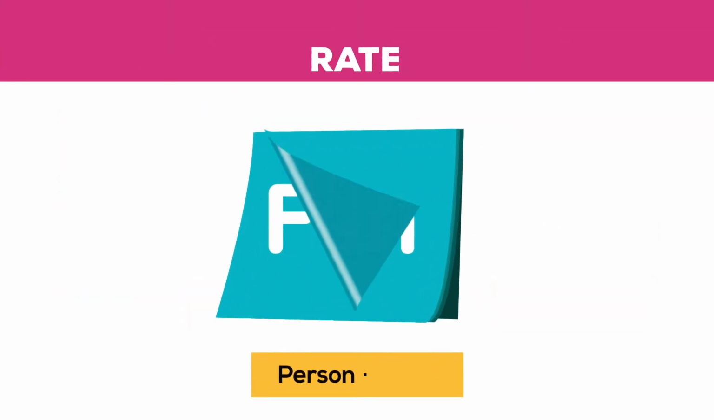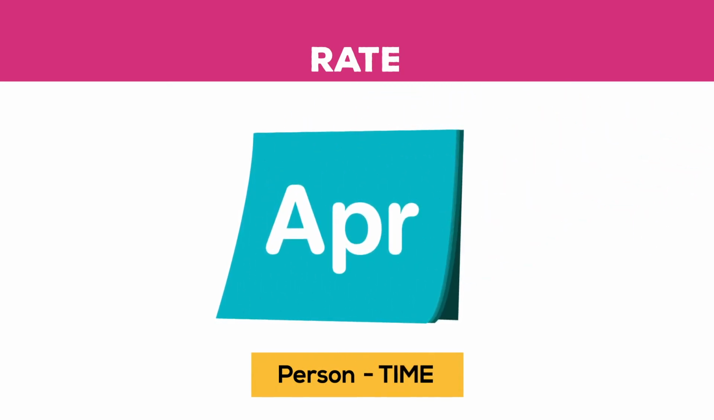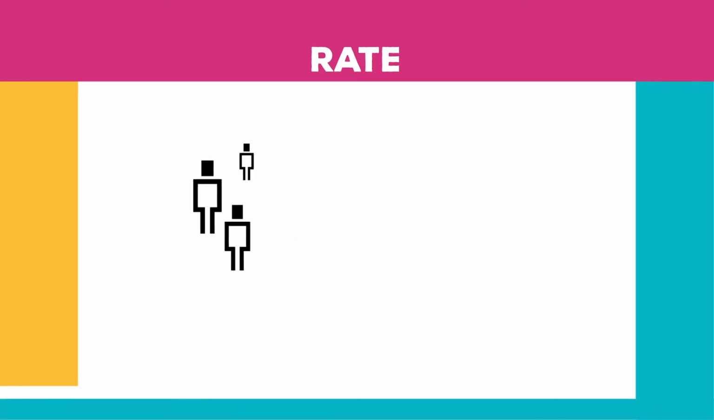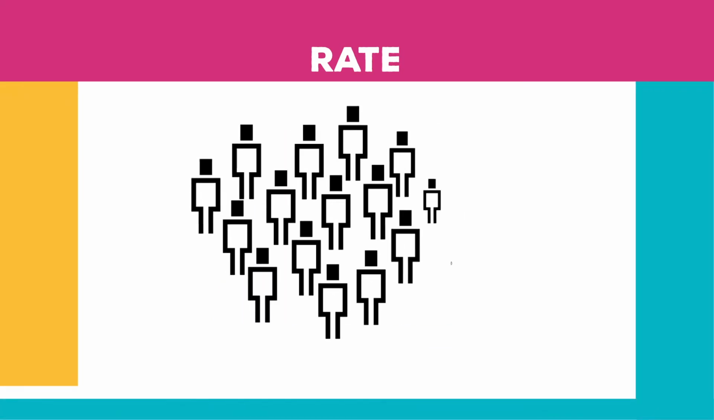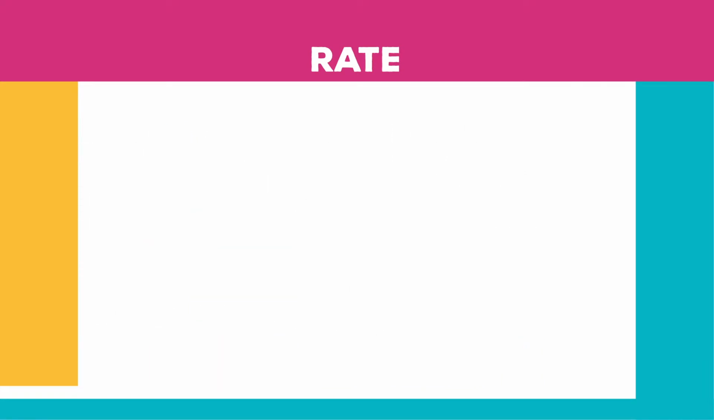Rate is a measure of how often an event occurs in a defined population over a specified period of time, which is calculated from the number of cases divided by the sum of person-time. For example, the rate of new HIV infection among men who have sex with men in Bangkok within 1 year is 5 men per 100 MSM population per year.